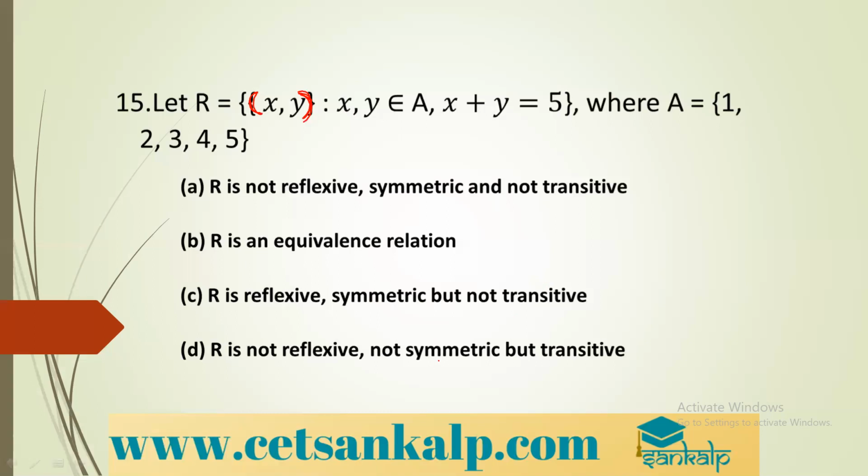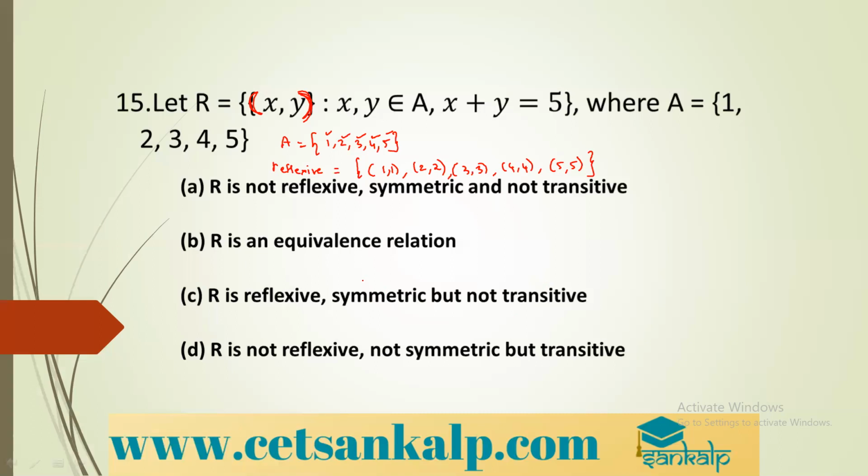First of all, reflexive. How will it be reflexive? Because in set A, you have 1, 2, 3, 4, 5. That means for a reflexive relation, for every x, you must have (x, x). That means (1, 1), (2, 2), (3, 3), (4, 4), (5, 5) in the relation. Then only it will be reflexive.